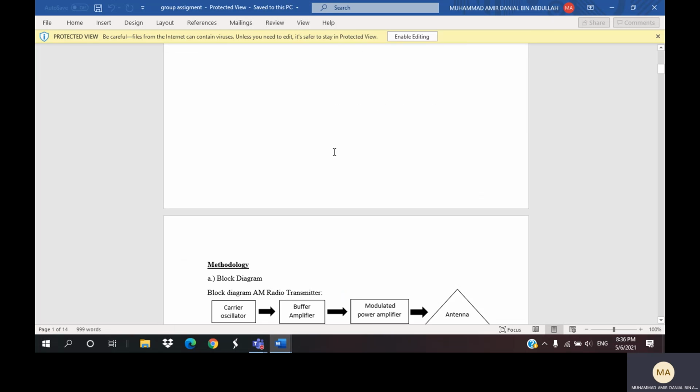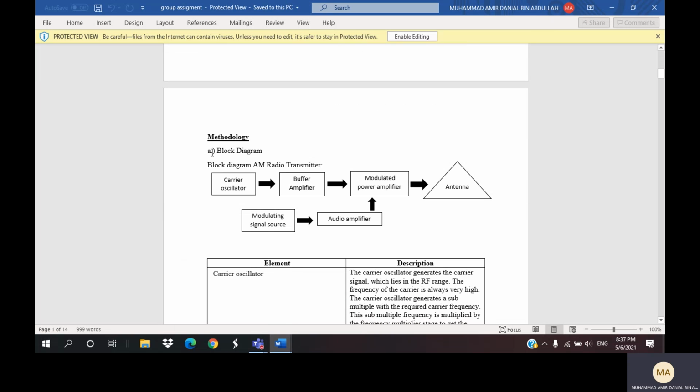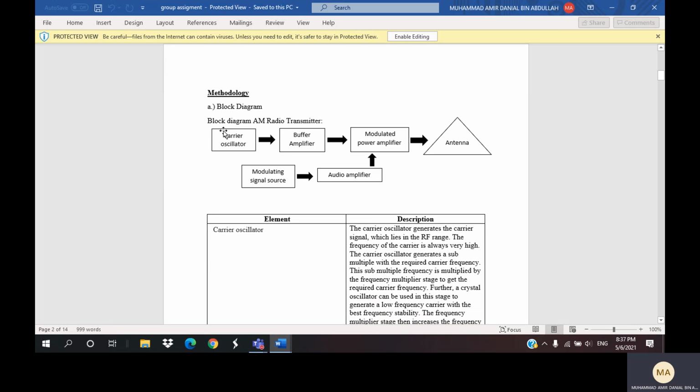Next, we're looking at the methodology block diagram. In the block diagram of the AM radio transmitter, we have carrier oscillator into the buffer amplifier, into the modulated power amplifier, into antenna. Then the modulating signal source, the second source, into the audio amplifier, and audio amplifier will give signal to modulated power amplifier and into the antenna.